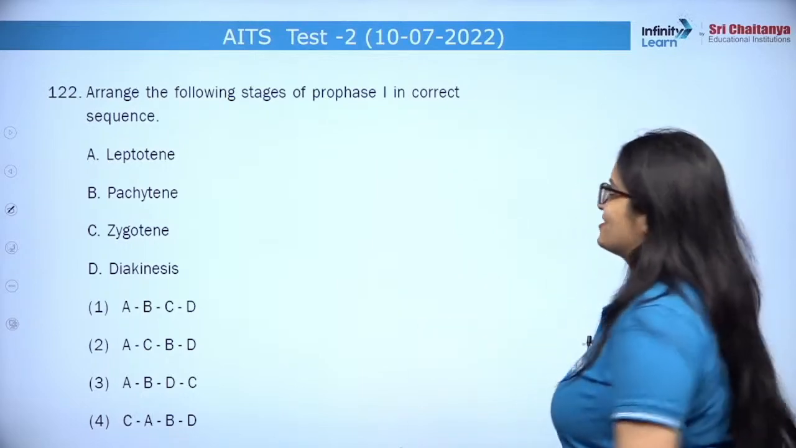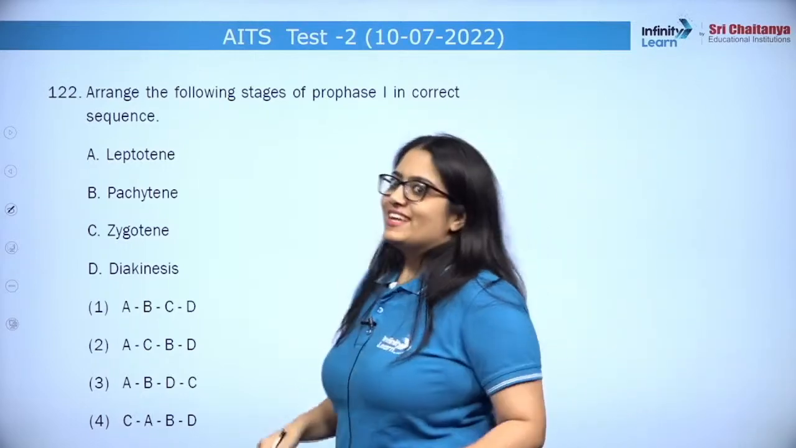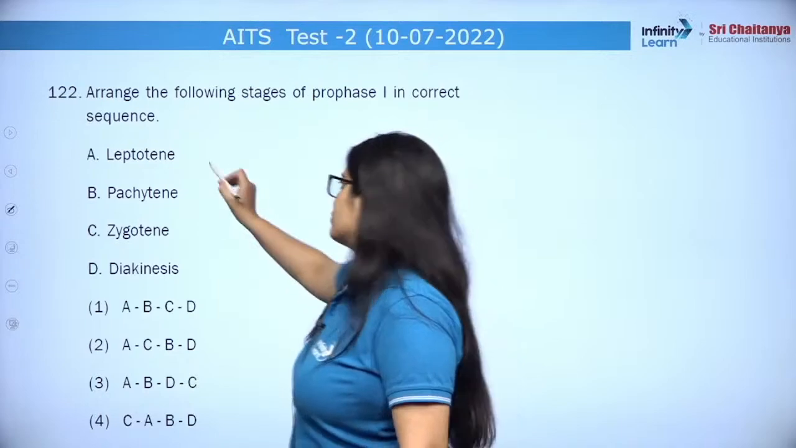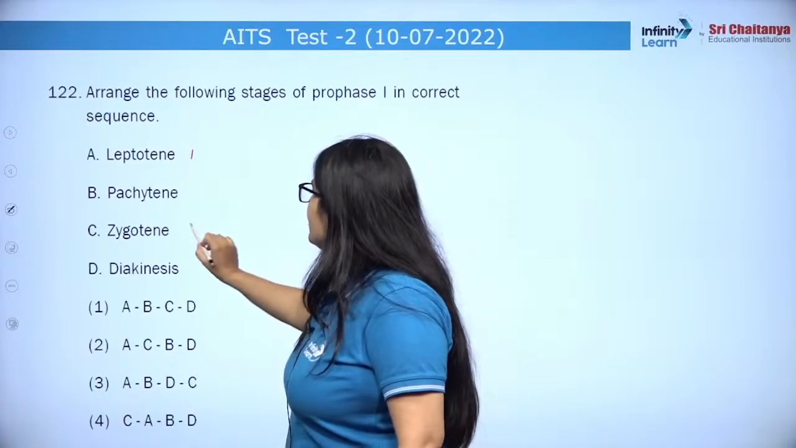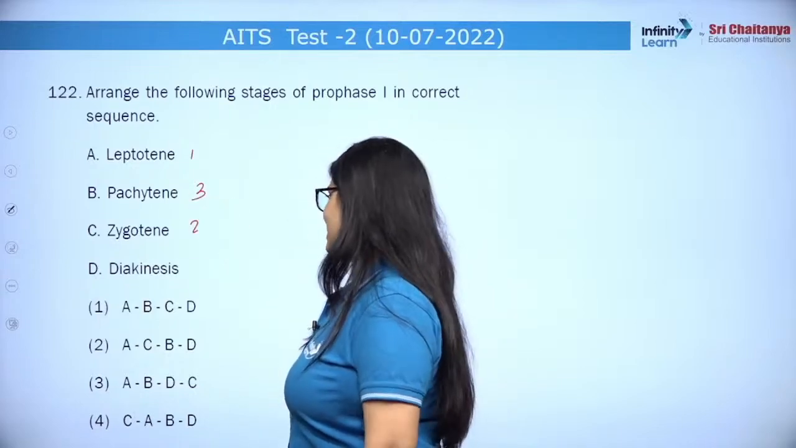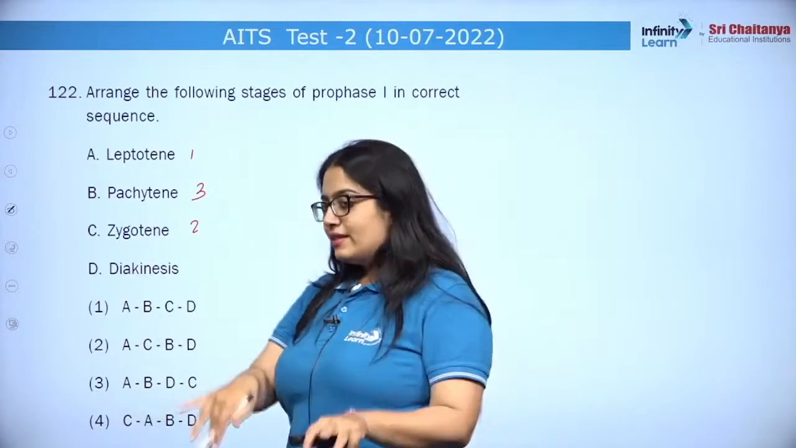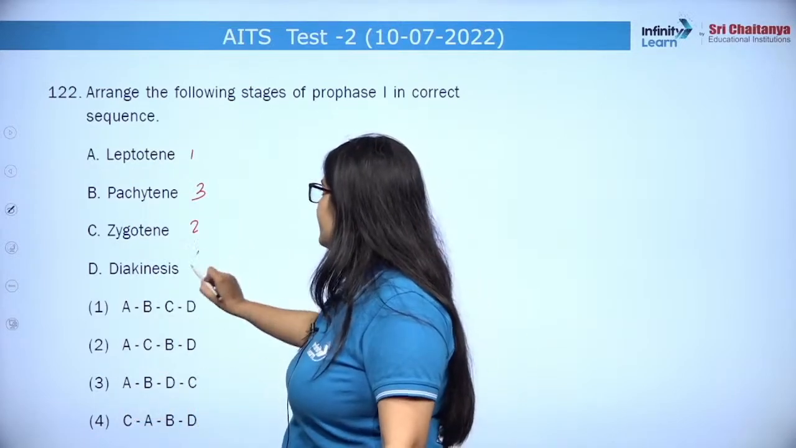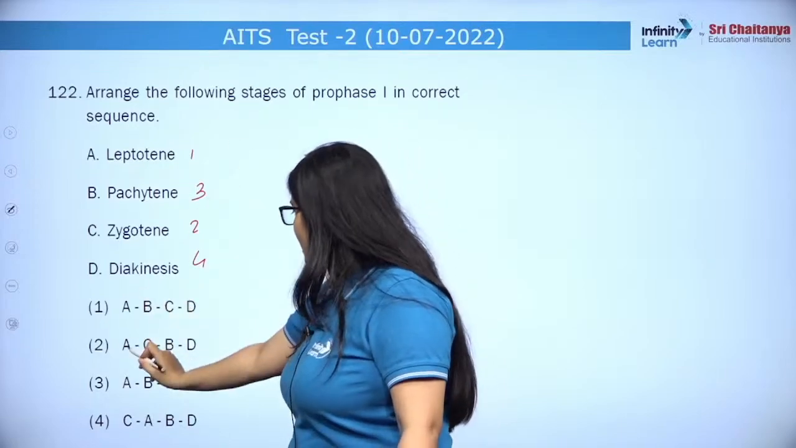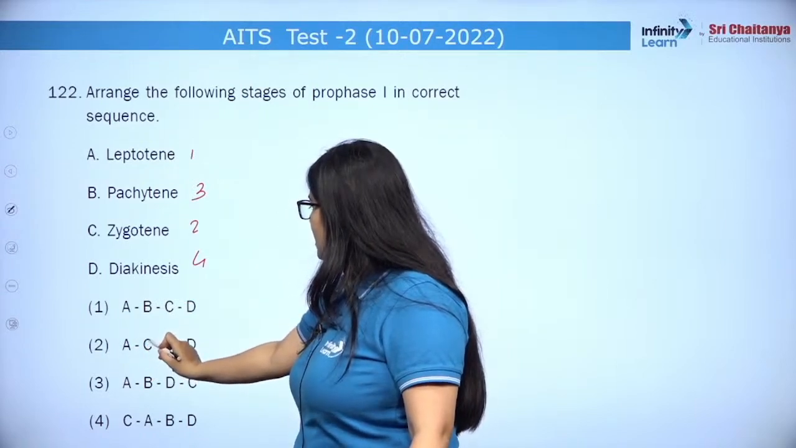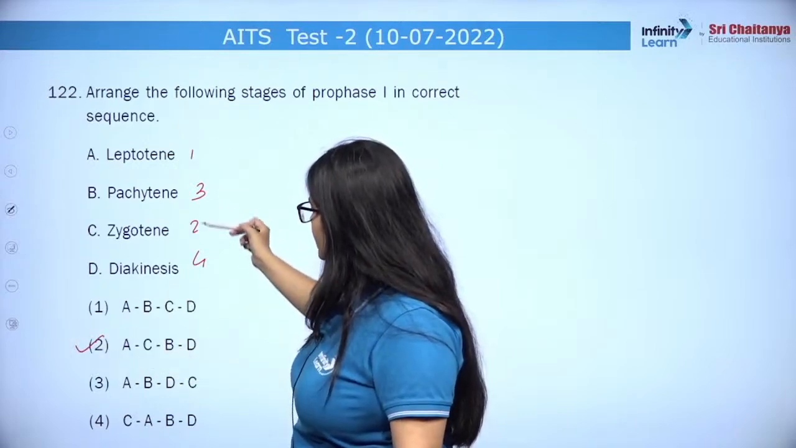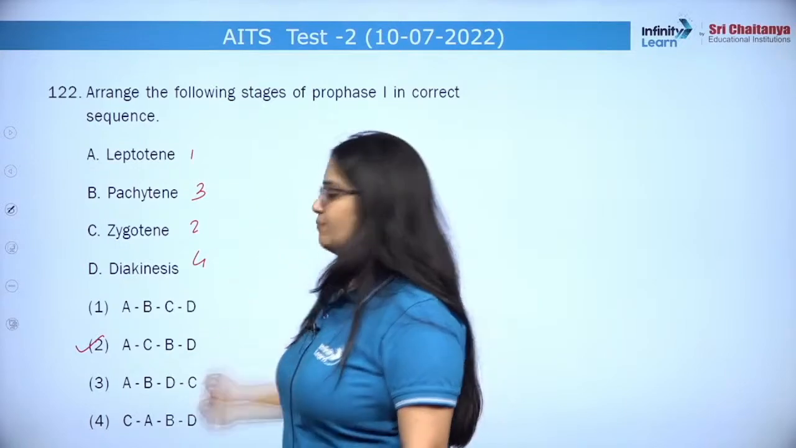Next question. Arrange the following stages of prophase 1 in correct sequence. Nothing can be more simple than this, from meiosis. Rest of everything can be complicated, but at least arranging the stages is simple, right? So the first one is leptotene, second is zygotene when the homologous chromosomes start pairing, then pachytene, crossing over, and then diplotene, which is not there. Then the last one of prophase 1 is diakinesis. So it should be A, C, B, D. A, C, B and D, right? A, C, B, D, correct? Next question.